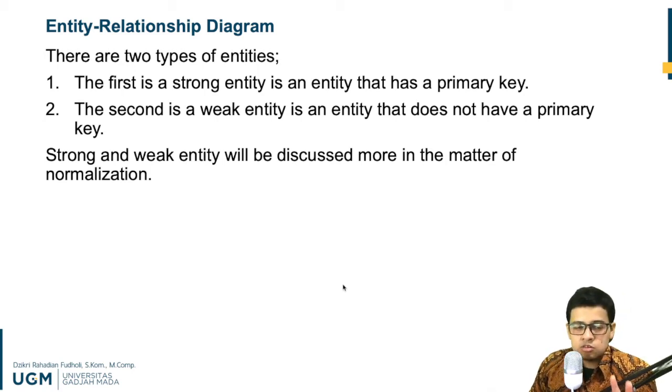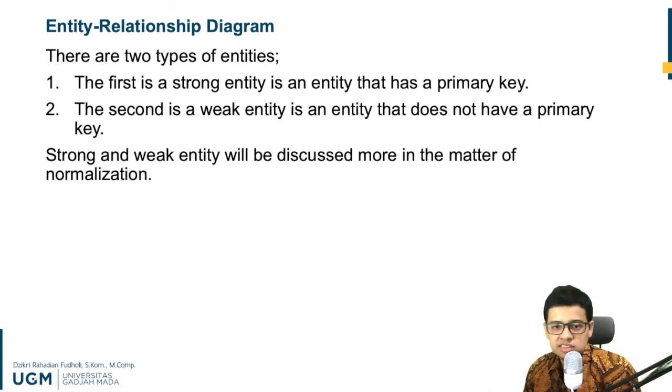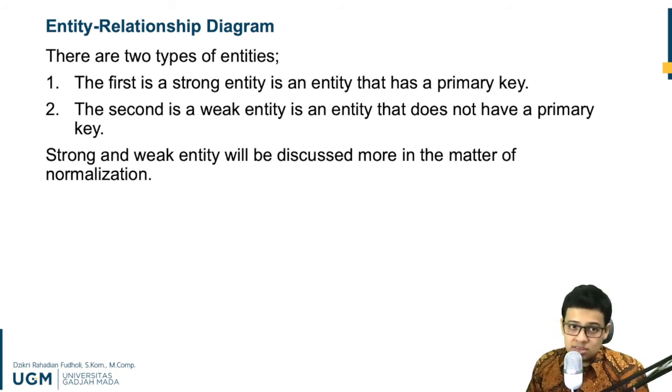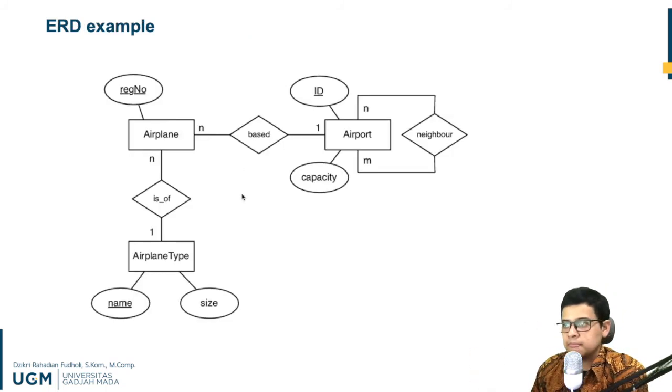First is that we're going to know that there are two types of entities, which the first one is the strong entity that has a primary key, and the second one is a weak entity that does not have a primary key. Strong and weak entities will be discussed more in the matter of normalization. So later on the next video we'll talk about that.